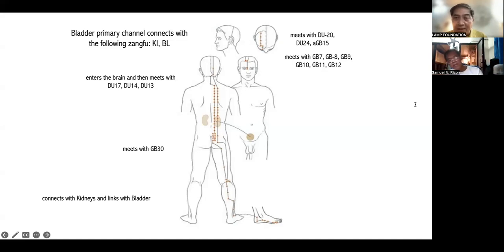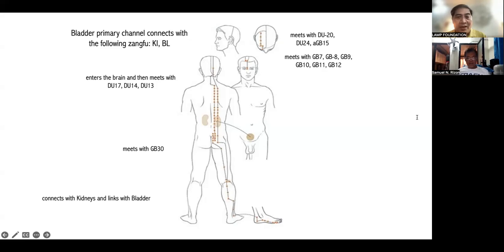I actually love needling bladder 40 because I heard it can grow your hair. Right? But I forgot to bring my needles. Okay, so you have to be patient. I will show you that it's working. It's so easy to needle yourself.